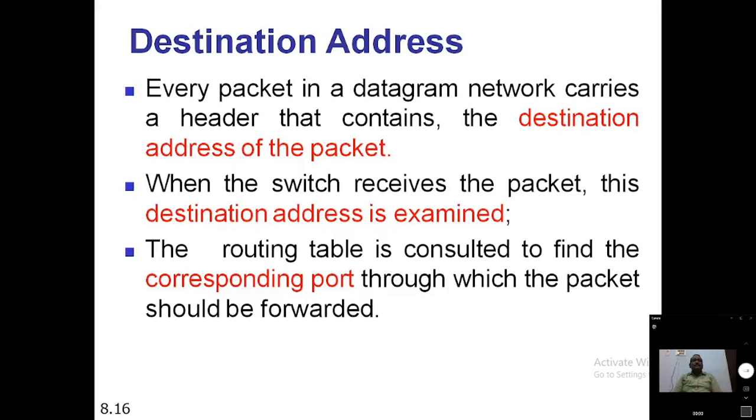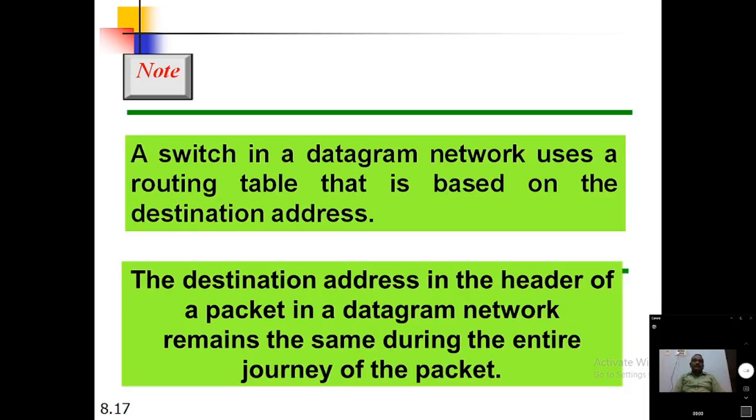Right. So what is this destination address? Every packet in datagram networks carries some header information. That header information contains the destination address of the packet. So when the switch receives the packet, this destination address is examined first. Then it is consulted with the routing table in order to find the corresponding output port through which the packet should be forwarded. So here are 2 points to note in datagram networks. A switch in a datagram network uses the routing table that is based on the destination address.